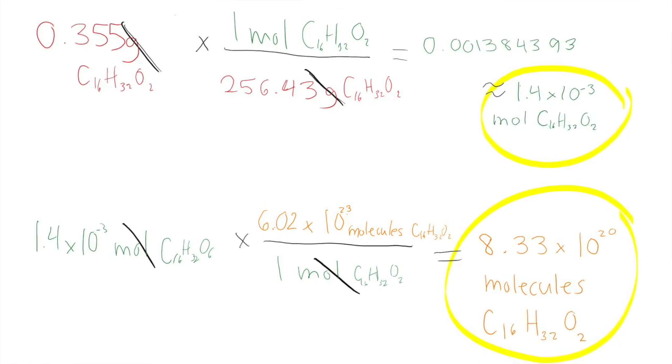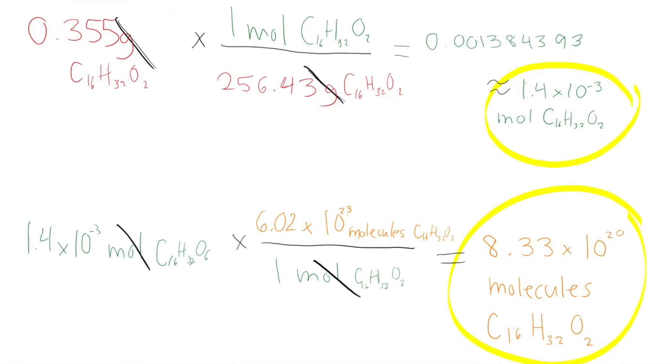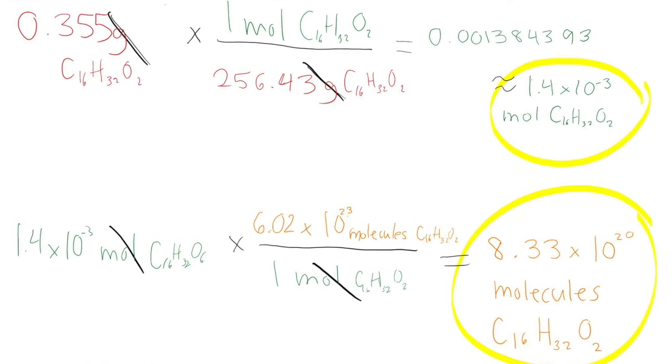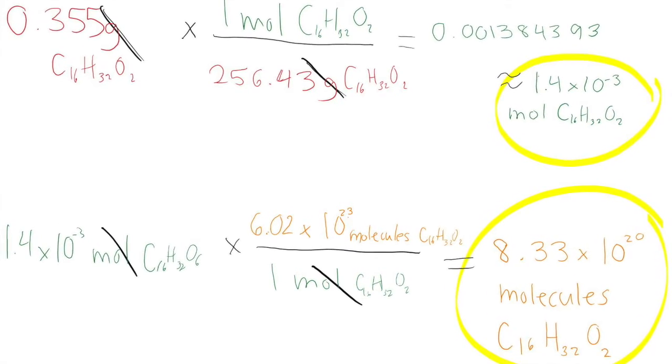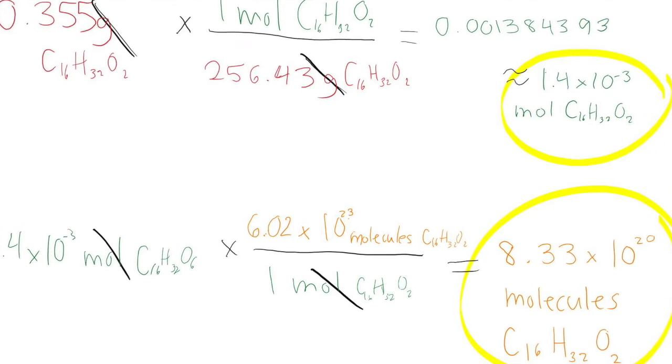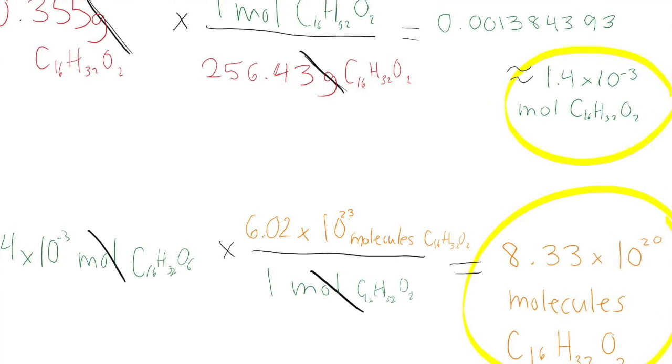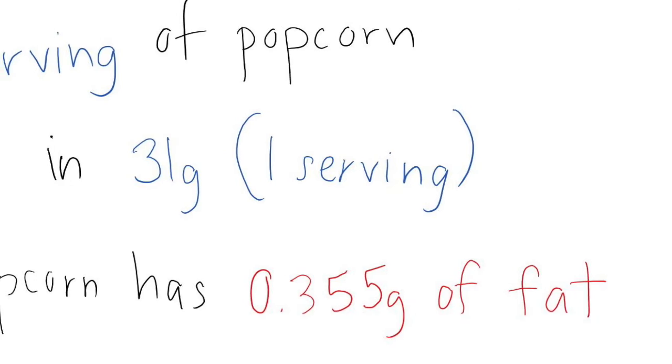Palmitic acid is the most abundant fat found in popcorn, also known as C16H32O2. Its molar mass is 256.43 grams. In one serving of popcorn, there is 31 grams.